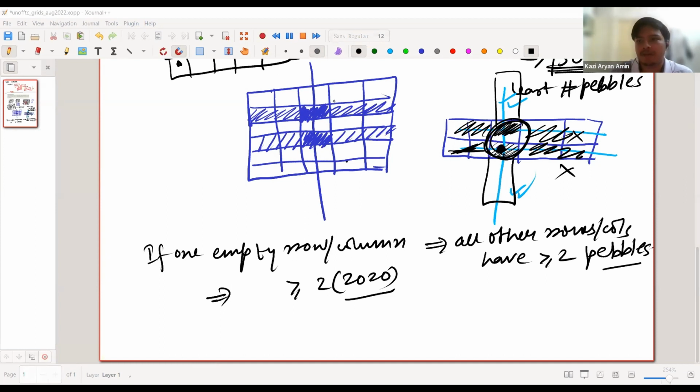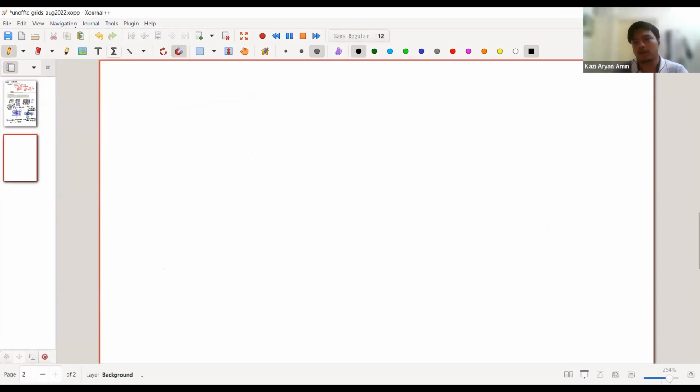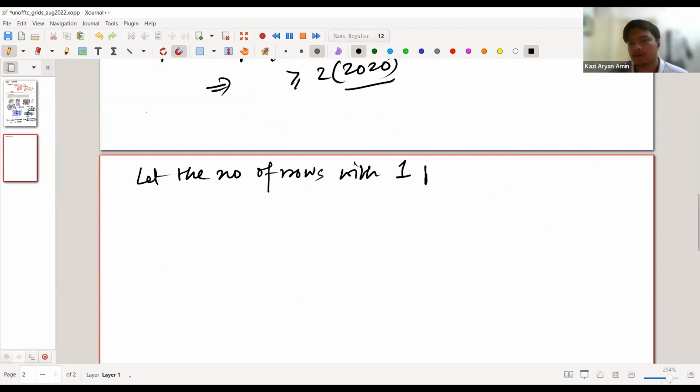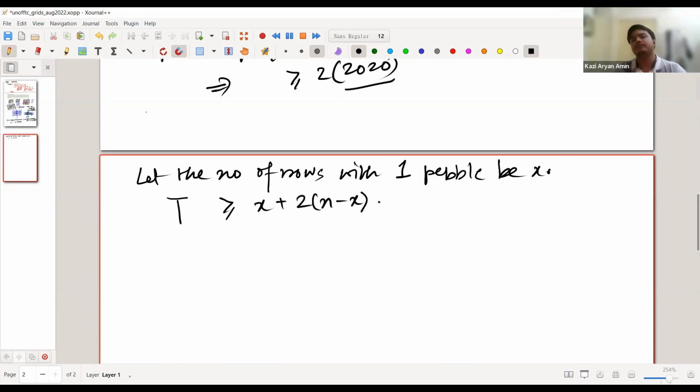Okay, so now we have dislodged the case where there is one empty row or one empty column. So henceforth we just assume that all columns have at least one pebble. Let the number of rows with one pebble be x. Let's call the total number of pebbles t. T is at least x plus 2 times n minus x, right?